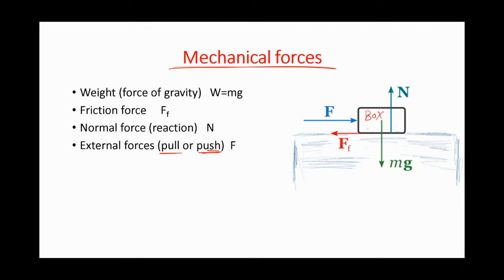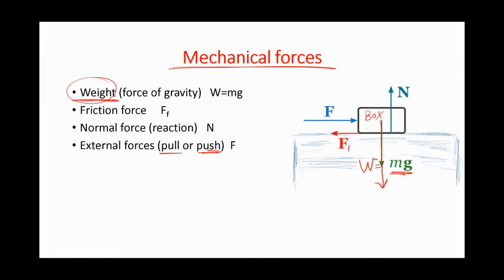Sometimes it's horizontal, sometimes it has an angle. It doesn't matter. It depends on how you apply your force. The second force is the gravitational force, or as we will say it, the weight. We are not going to use the words gravitational force again, but for the motion of objects, we will use the word weight. So weight W equals mass times gravity, and its direction is always downward.